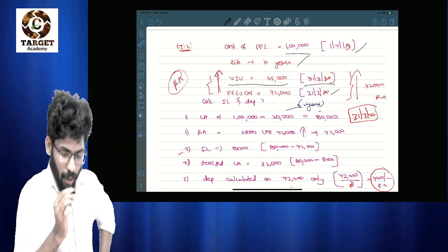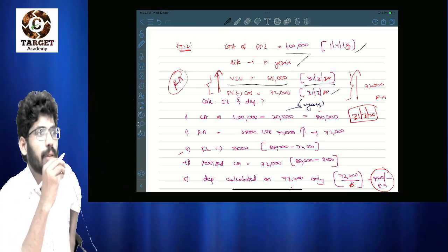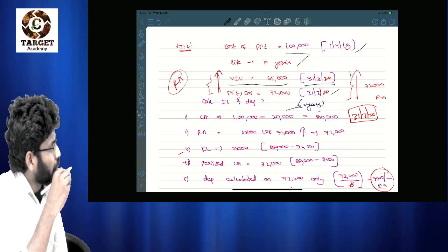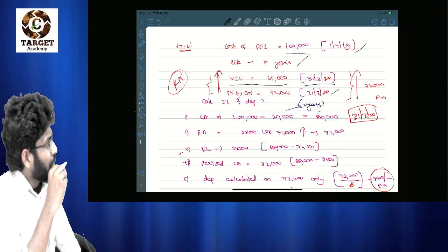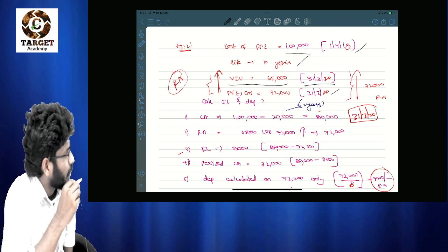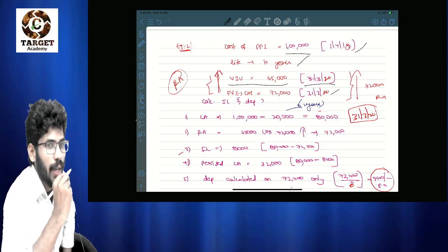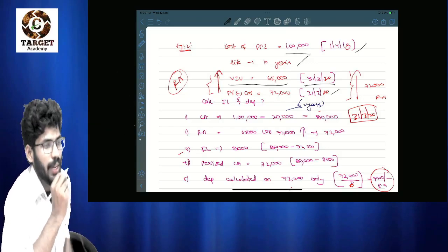Fair value less cost to sell, how much? 72,000. If you observe the question, the cost of PP is given on 1/4/2018, but the value in use and fair value less cost to sell are given on 31st March 2020, which means they have revalued the asset on 31st March 2020 only.